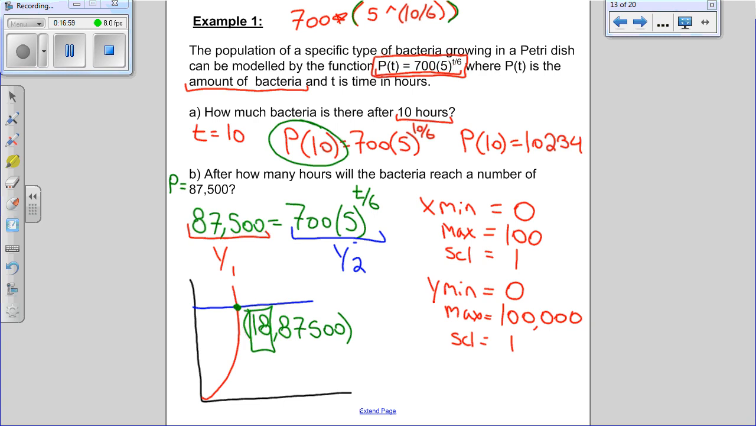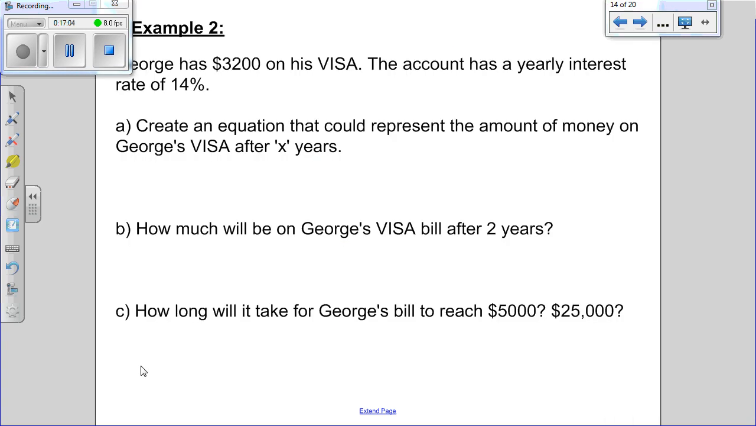All right, let's try another one. This one is going to be exponential growth, but it's going to be bad exponential growth. I heard the whining of, why don't we learn anything real in this class? So this is a real example of something that actually happens. George has $3,200 on his Visa. That's not that much for a Visa bill if you've ever talked to someone with a shopping problem. The account on your Visa has a yearly interest rate of 14%. That, if you know much about interest rates, might sound really high. It's actually a low interest rate for a credit card. Credit cards are up in the 20s usually.